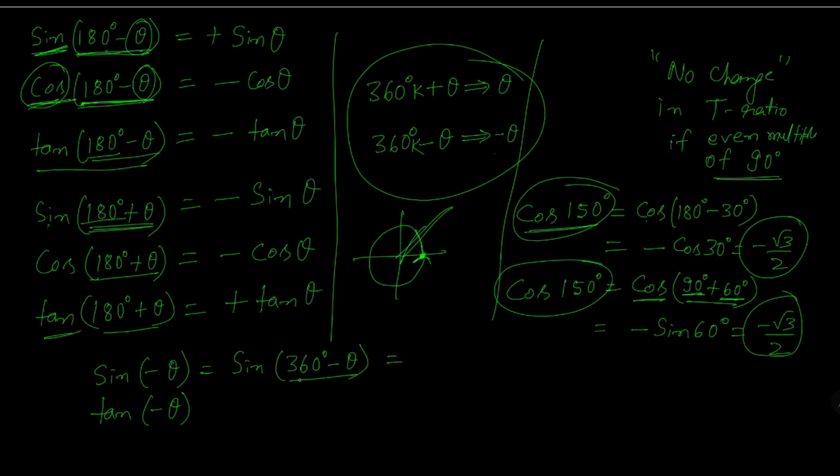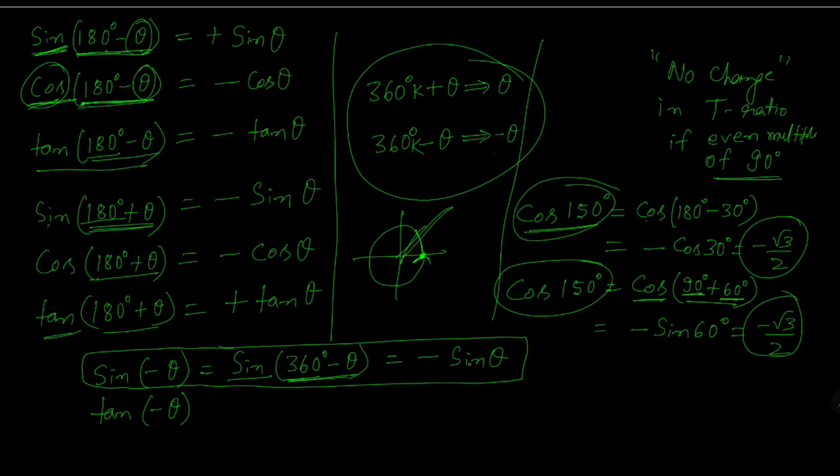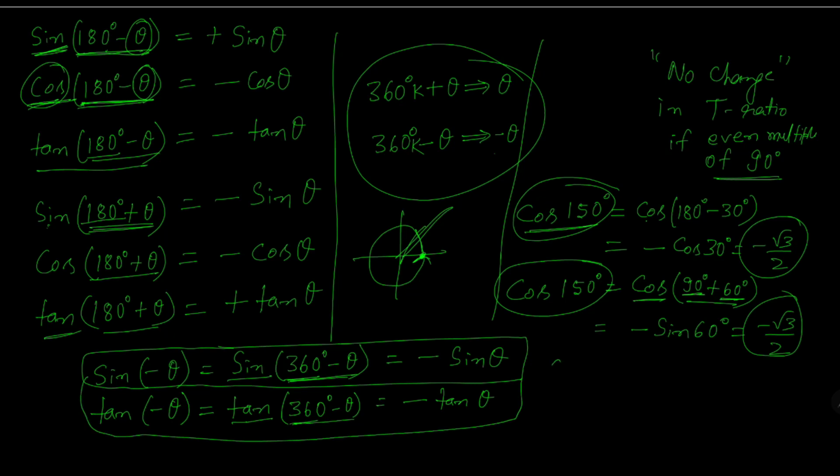How? 360 minus theta is the fourth quadrant. In the fourth quadrant, sine is negative. 360 degree is an even multiple of 90, so as it is. So sine of 360 degree minus theta, or sine minus theta, is simply minus sine theta. Tan of minus theta, let's see, it is the same as tan of 360 degree minus theta, right? So this will be the fourth quadrant, tan negative, no change because of even multiple of 90, so minus tan theta, right? I hope this makes very clear sense.